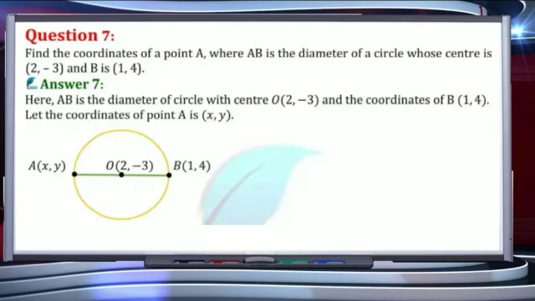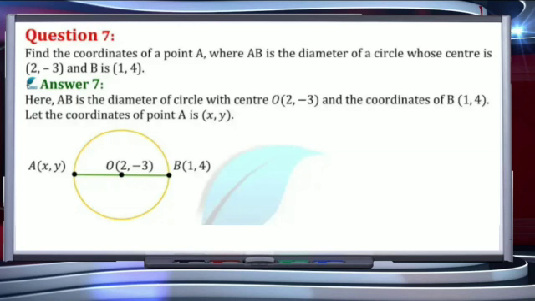Next, question number 7 is: find the coordinates of a point A where AB is the diameter of the circle whose center is given as (2, minus 3) and one end of the diameter as (1, 4). So here we have drawn the figure for the same. B is given as (1, 4), A we need to find. So let us take its coordinate as (x, y) and its center is (2, minus 3). Students, as O is the center of AB, so we can apply the midpoint formula over here.